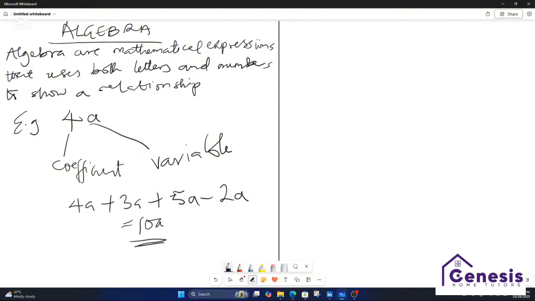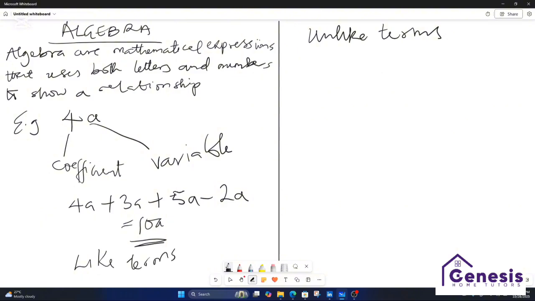Sometimes we are given algebra that isn't all in the same family. For instance, we have just looked at an example that showed us 4 apples, 3 apples, 5 apples, and 2 apples. But in some cases, we could have algebra that is called unlike terms, just like we have this first one as like terms.